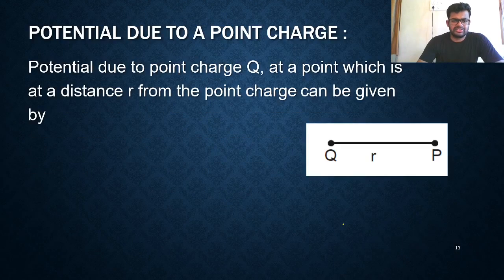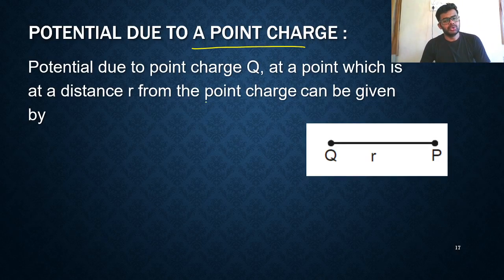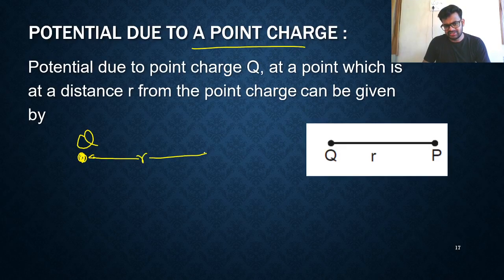Let's move to the next. My dear friends, potential due to a point charge. Let us discuss some basic formulas. Let's say I have a point charge, this is the point charge Q, and here I am writing distance R, and here a point P. At this point P, I need to find the potential. So how will you do it? Listen. Simply speaking, you are bringing a charge from infinity to here.